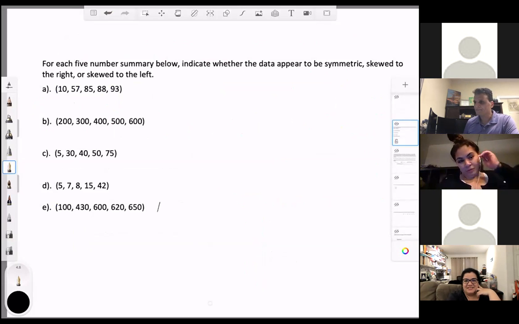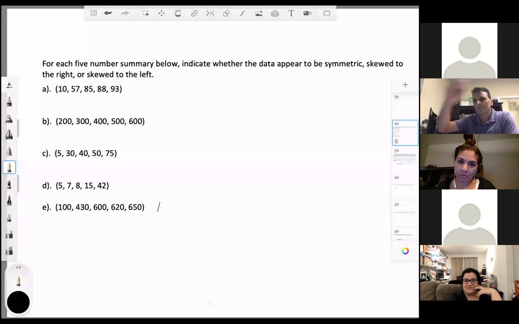So I'm sorry, real quick question, because I'm trying to take notes. What was the answer to that last one? Is it right skew? Let's go to right. Let's work on part B on this one.